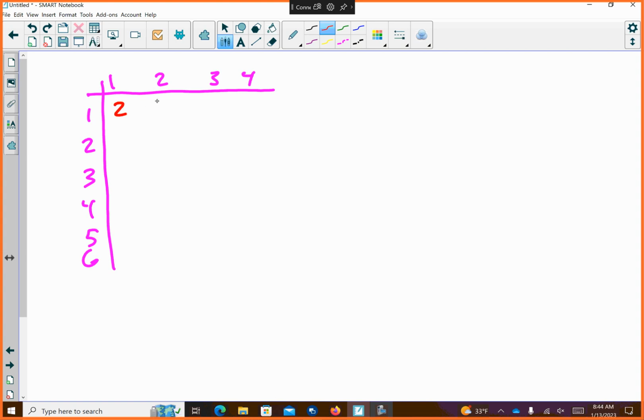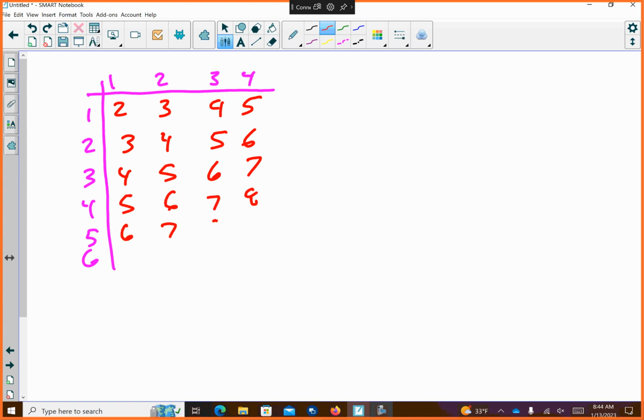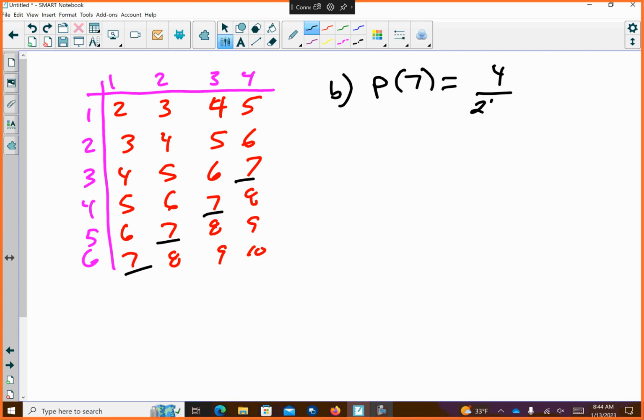Okay, so this is 2, 3, 4, 5, 3, 4, 5, 6, 4, 5, 6, 7, 5, 6, 7, 8, 6, 7, 8, 9, 7, 8, 9, and 10. So that's our sample space. We can easily go through these. What is the probability of rolling the sum of a 7? There's 1, 2, 3, 4. I have 4 out of 24.